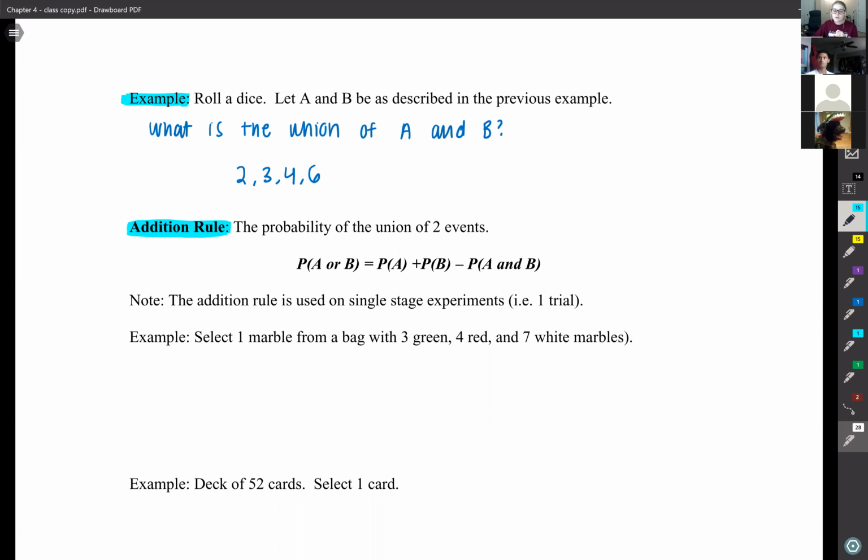But let's get into applying this. Let's do an example down here. Oh, and a little note: the addition rule is used on single stage experiments, which just means one trial.